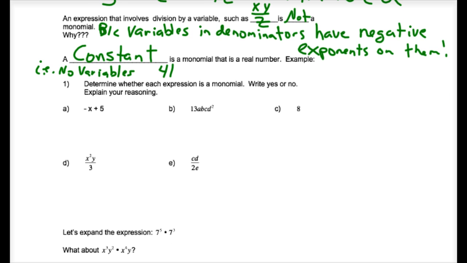Determine whether each expression is a monomial. Write yes or no. Then explain your reasoning. Do those 5 problems. You don't have to write down your explanation, but just think about your explanation and say it when you give your answer.